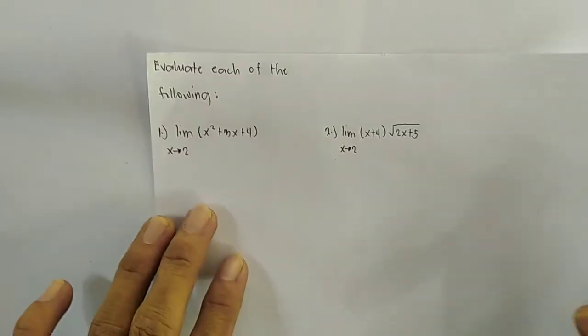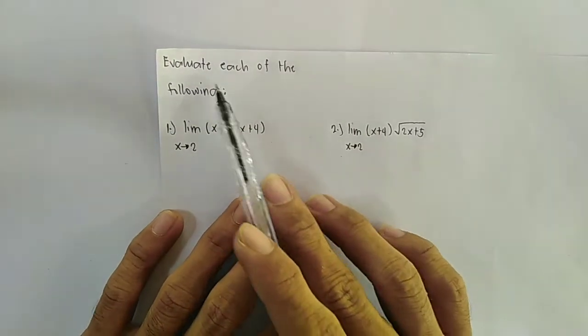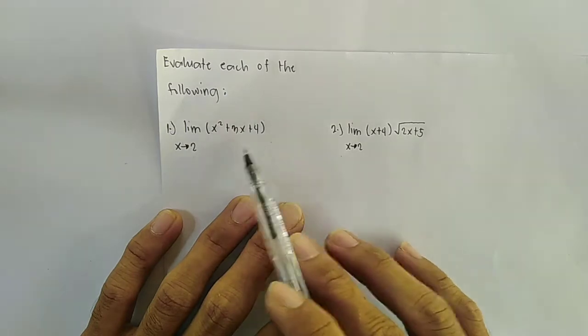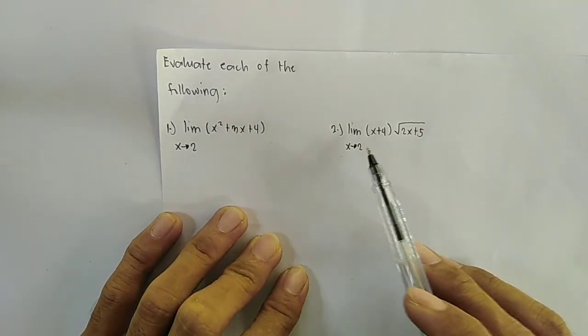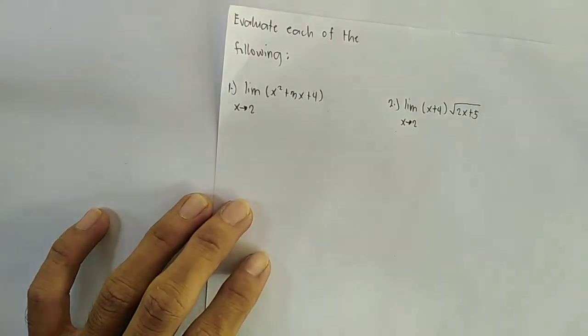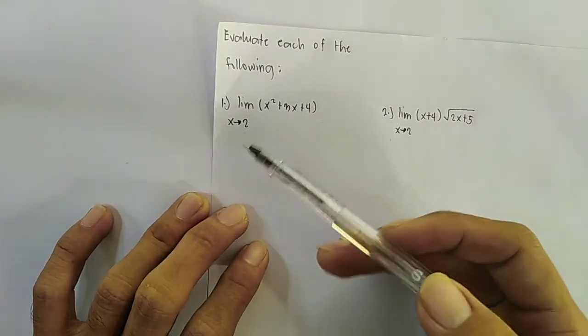In this video, I also assume that you already have knowledge about the different theorems on the limit of a function, or how to evaluate the limit of a function. I have here the first 2 examples to be solved. We are going to evaluate each of the following. The first example is this one, and the second is this one. For the limit of the function, just simply distribute. So let us start already.